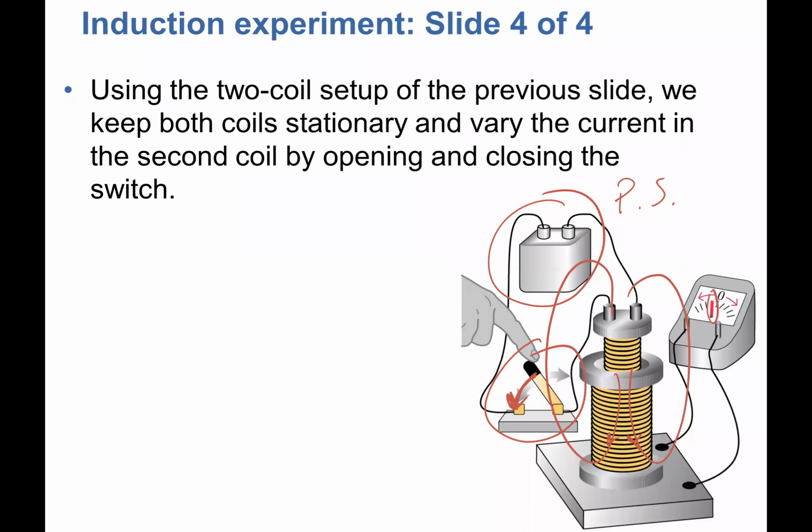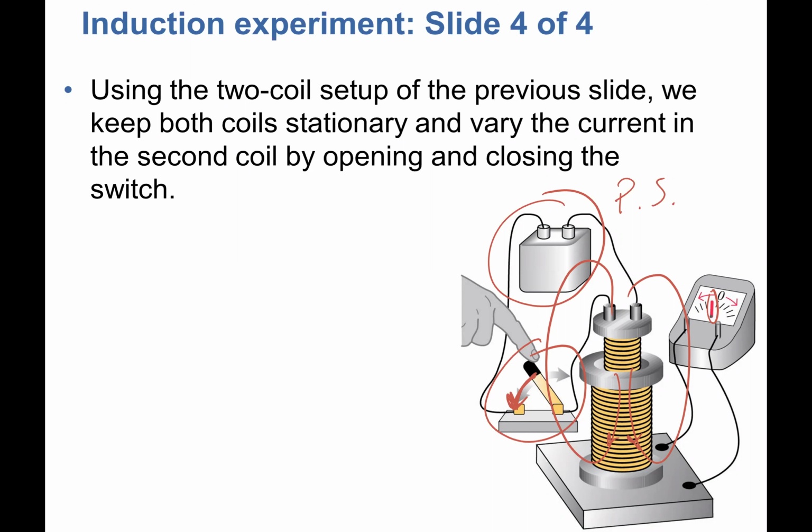Okay, that means, as soon as I close the switch, the current goes through the second coil, it generates a magnetic field. The primary coil has an induced current, but after, let's say, a second or so, it goes to zero. Now, why does it go to zero?